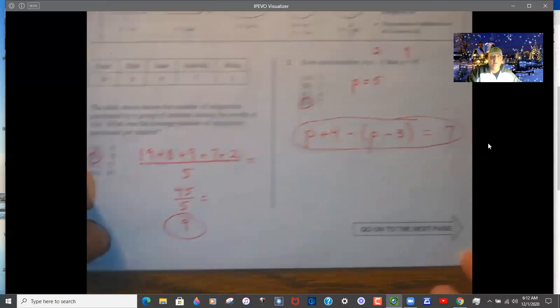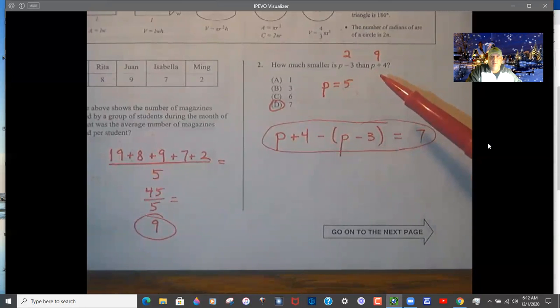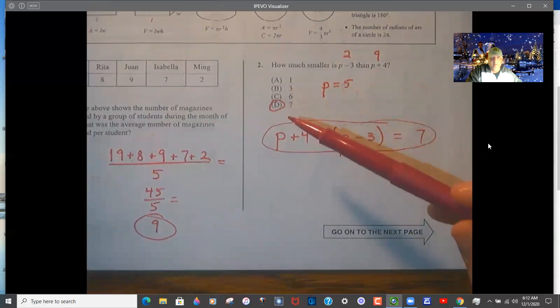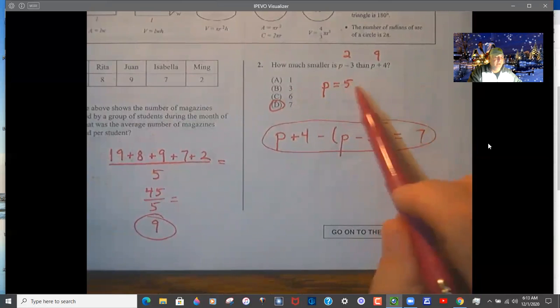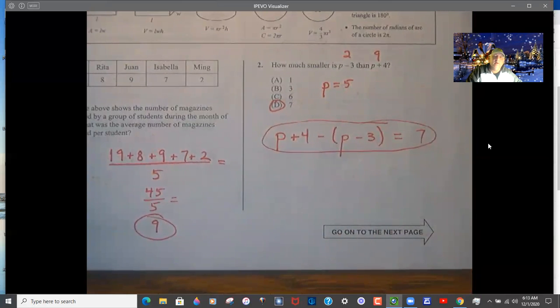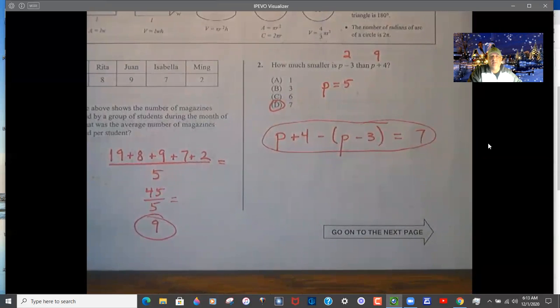So now we can have our calculator. How much smaller is p minus 3 than p plus 4? I say pick numbers. So you don't have variable expressions, I get that, but you do have them here. Okay, so even try it when you have variable expressions for the original problem. Sometimes it will work. So I pick 5 and 7 is that difference. It works more often than not.